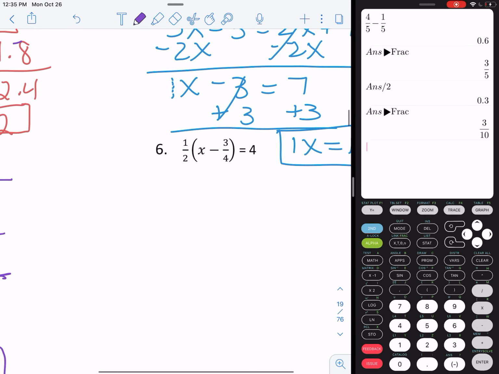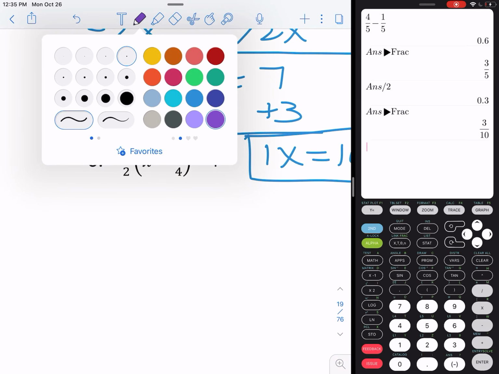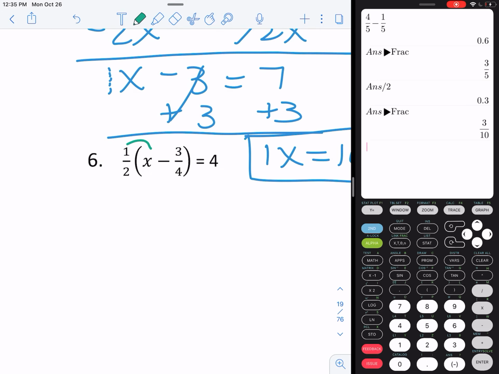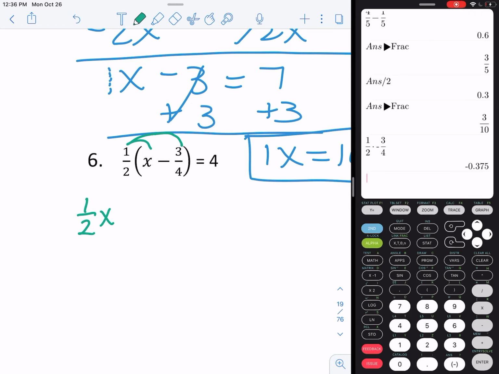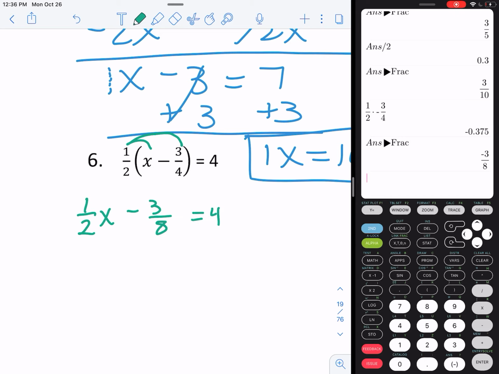And the last one. This one we're going to have to distribute that 1/2 through first. So 1/2 times x is just 1/2 x. And then 1/2 times -3/4. Well, let's do that right here. One-half times -3/4. Change it to a fraction. -3/8.